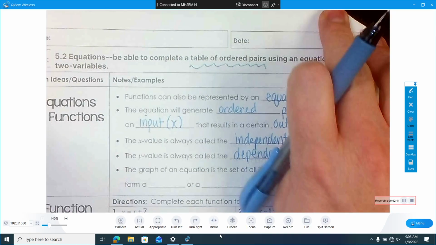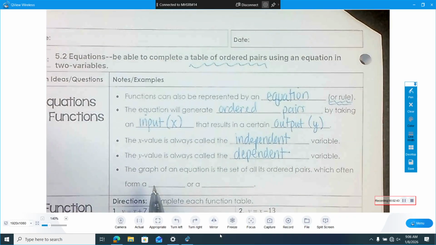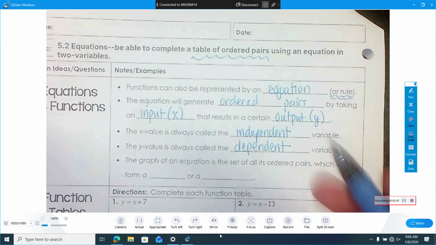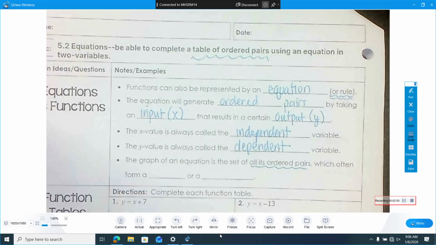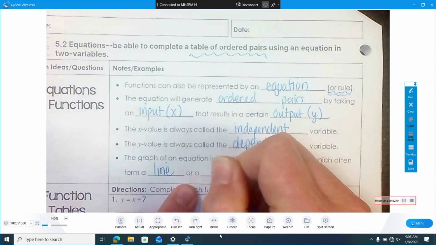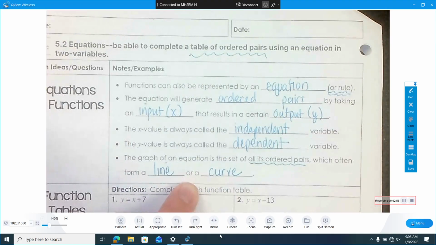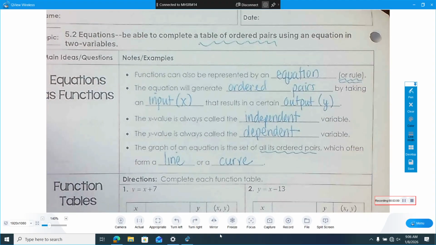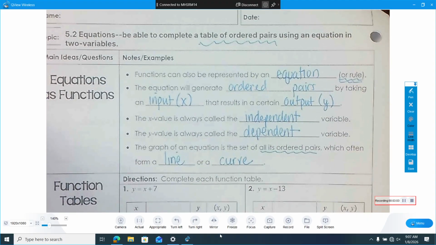And so we have our independent and dependent variables, and the graph of an equation is the set of all its ordered pairs, which form a line or a curve. In this class, we focus on lines, but starting in algebra, you guys learn that there's all sorts of other curves as well that are pretty predictable.